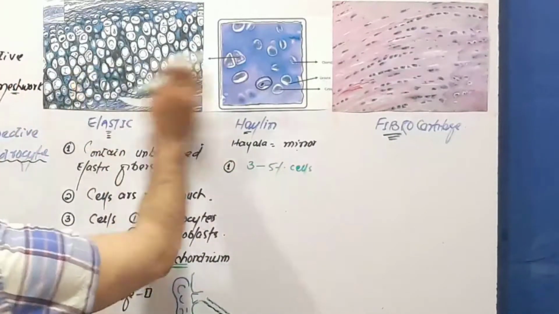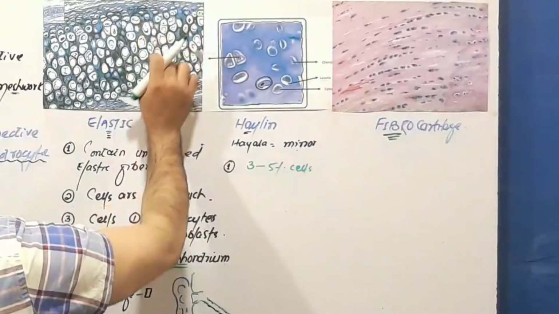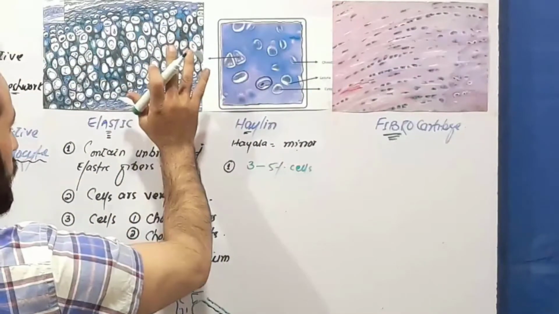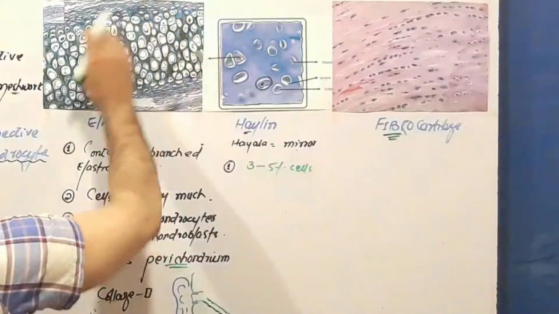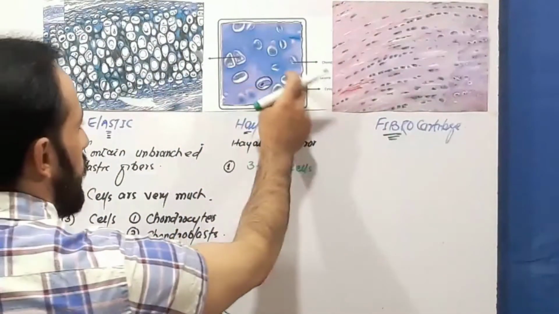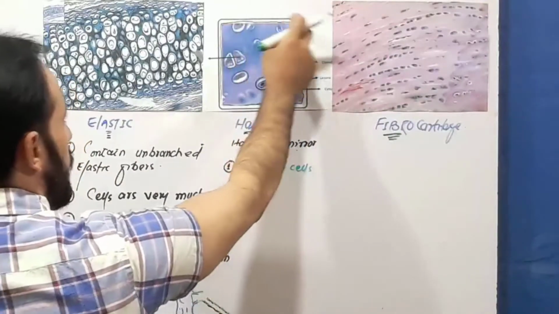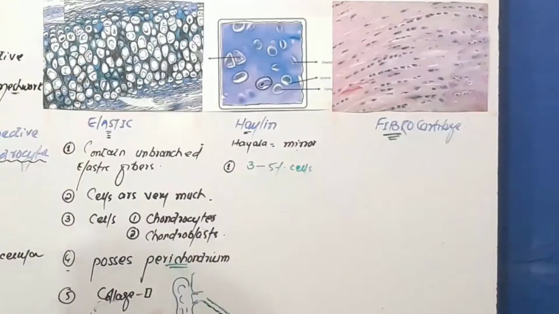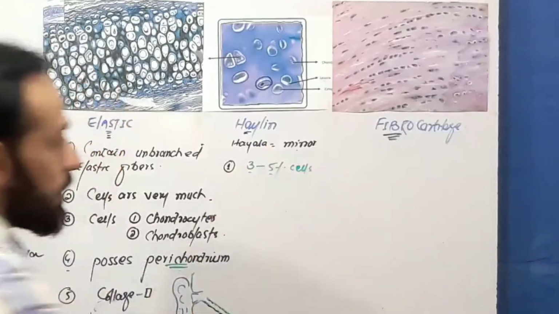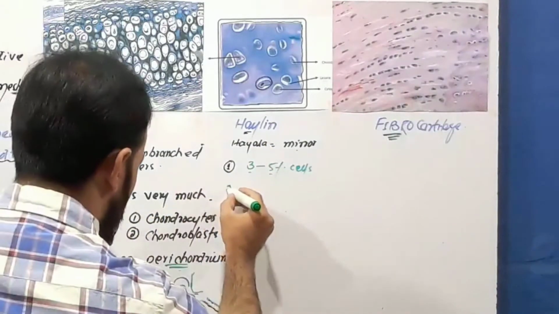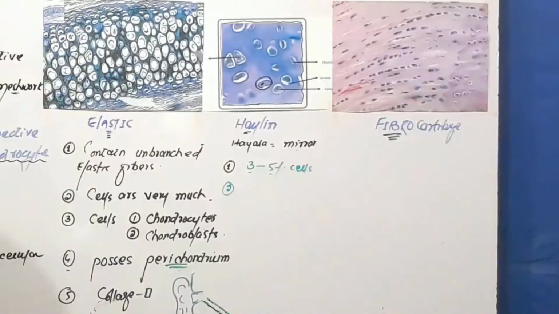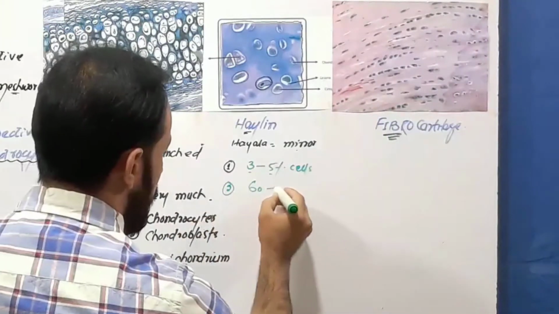Let's compare both of them. Look at these cells, very much number of cells, and look at these cells, very less. Here look at the extracellular matrix, very less, and look here, lots of extracellular matrix is found, right? So we say in hyaline cartilage the cells are very less in number, right? The next important point about it, it contains 60 to 80% water.